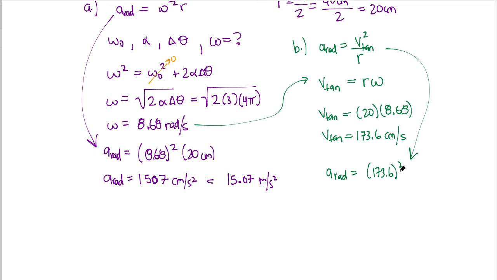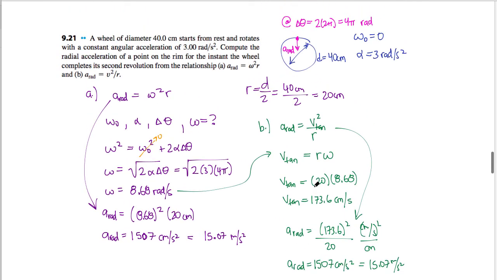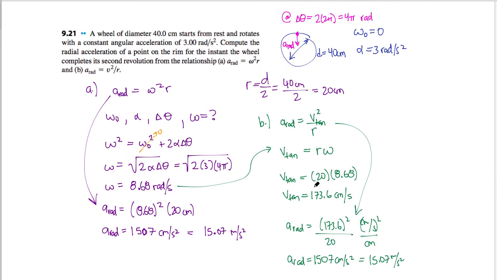Now I can bring down my radial acceleration equation and substitute 173.6, square it, divide by 20. Keep in mind this is centimeters per second, and I'm squaring that, and this is centimeters. So they're all in the same linear units, so this is acceptable. And I find out that my radial acceleration is, surprise, surprise, the exact same. Either one of these methods is perfectly acceptable for calculating radial acceleration. In some cases it is more convenient to do one over the other, so you need to be well versed in both.